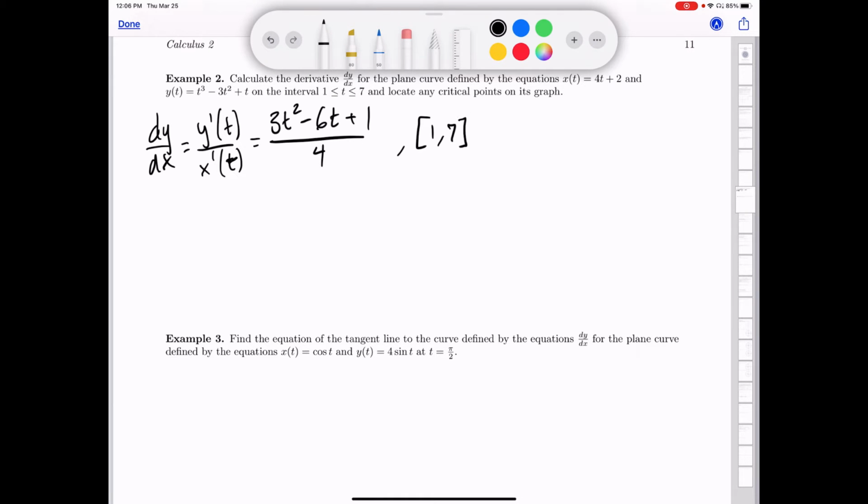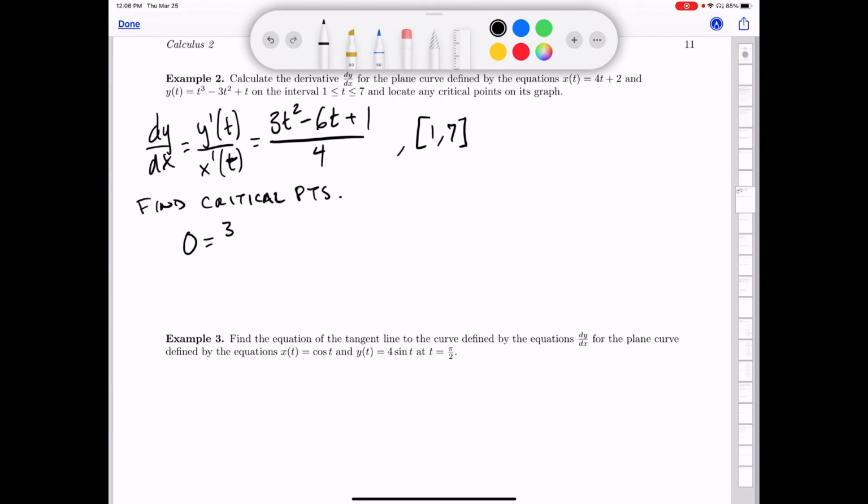Okay, now to find critical values, we're looking for values where this function is equal to 0. Critical values also mean they could be points where the derivative doesn't exist, but this is a polynomial, so we know the derivative exists everywhere. So to find our critical points, we just need to set this equal to 0, and then find out what values of t will solve that equation for us, and then make sure they're in the interval 1 to 7. So that's our job here.